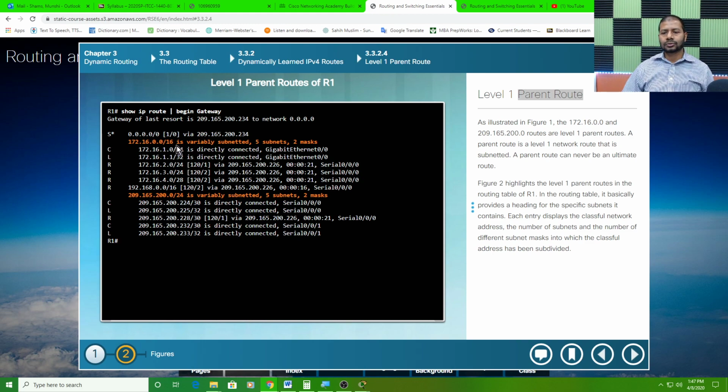So here, the 2 highlighted are level 1 parents. Since this is 172.16.0.0/16, the default mask is 16 because it's class B. That has been subnetted. So all these subnets are level 2 children, and this is the parent route. But look at this, one thing about the parent route: it does not have an exit interface. It's just like a heading for all these routing entries. And look at here, for all these routing entries, this orange line is the heading of them. So a parent route does not have an exit interface like serial 0/0, nothing like that. This is not an ultimate route.